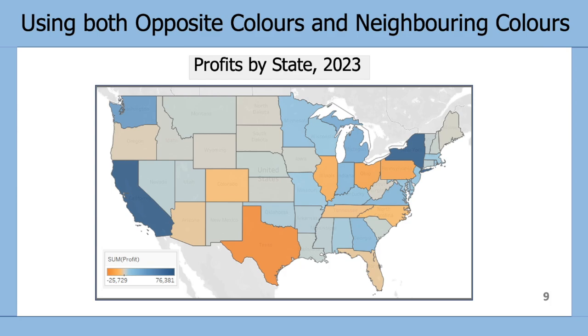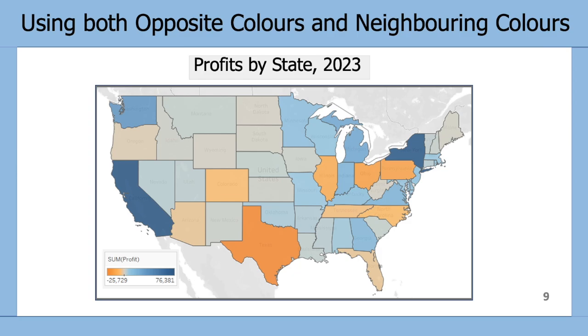Now, this example combines the use of both opposite and neighboring colors. In the map graph, we have the opposite colors of blue and orange. Blue represents a profit, whereas orange represents a loss. And then the neighboring colors, which are the different shades of blue and orange, represent how much profit or how much of a loss the state had. So deep blue means more profit than light blue, and then deep orange means more of a loss than light orange.